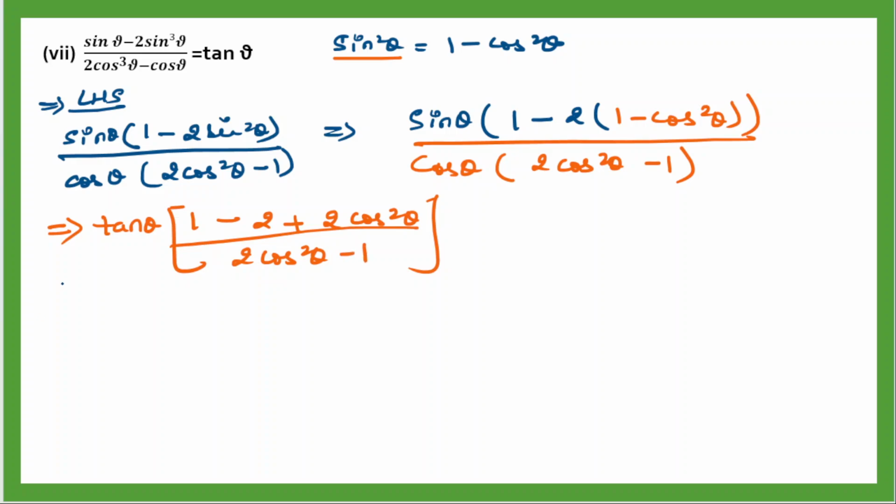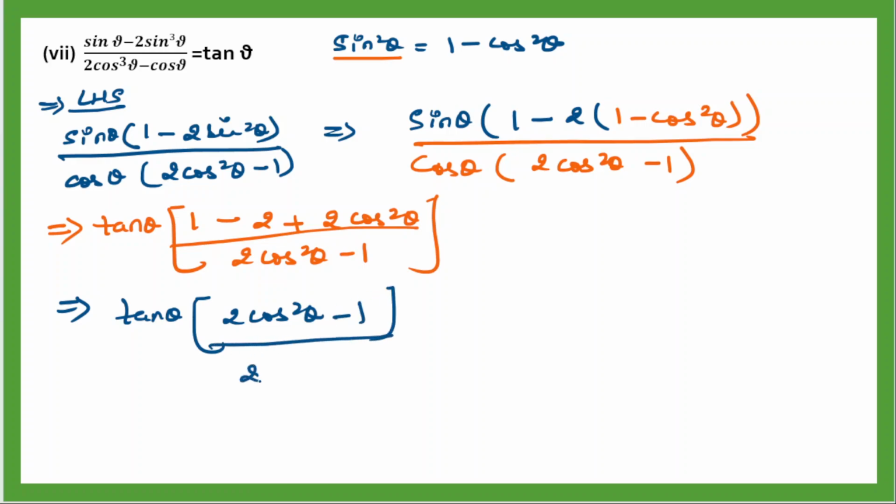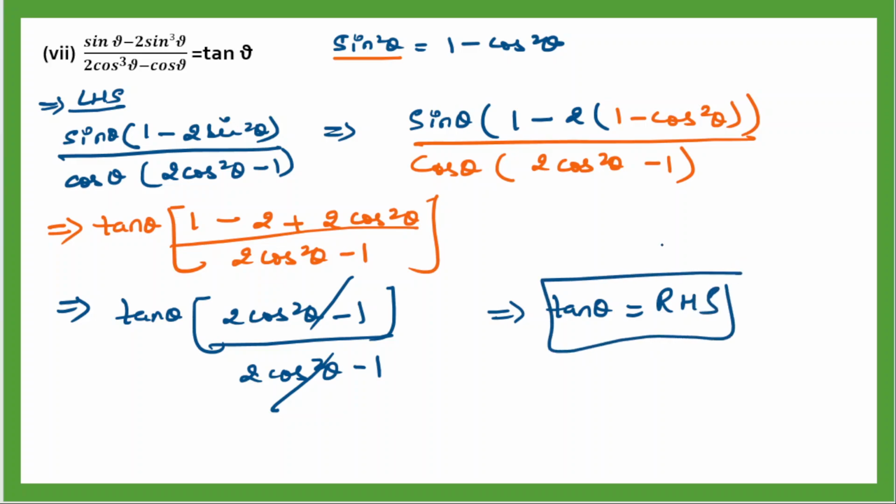Now solve the bracket, so you will get tan theta here. 2 cos square theta you can write here. 1 minus 2 becomes minus 1 divided by 2 cos square theta minus 1. This will cancel out and you will get tan theta, which equals the right hand side. This is the reason why we have changed only the numerator. You can change only the denominator.